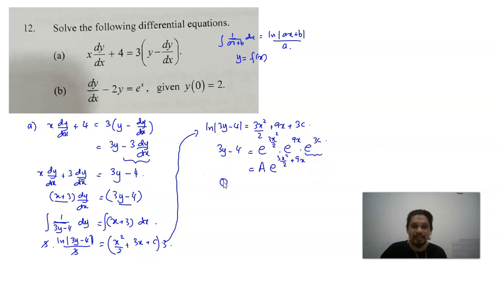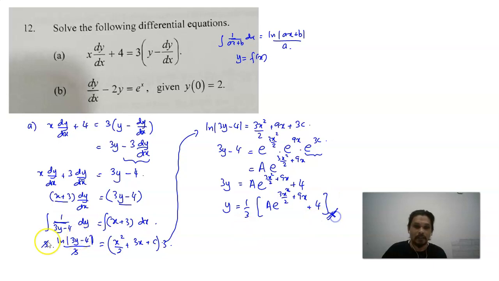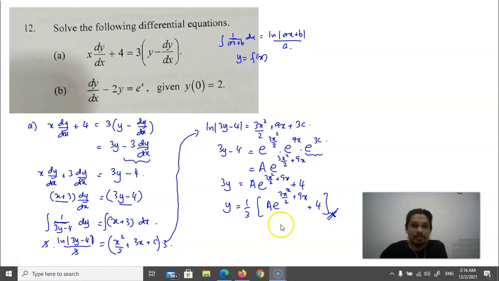Okay, and then 3y equal to negative 4, make it become positive. So a e power of 3x squared divided by 2 plus 9x plus 4, then y equal to 1 over 3 a e power of 3x squared divided by 2 plus 9x plus 4. So that is a solution for question number 12a.